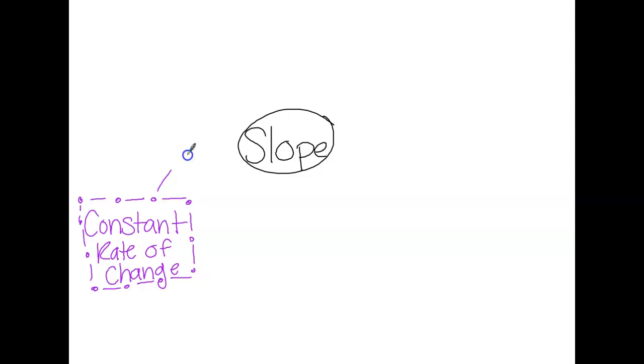Okay, so that's one way to describe slope. What's another way to describe slope? What's the way we learned yesterday? Y2 minus Y1 over X2 minus X1. So that's the formula for slope that we already came up with.